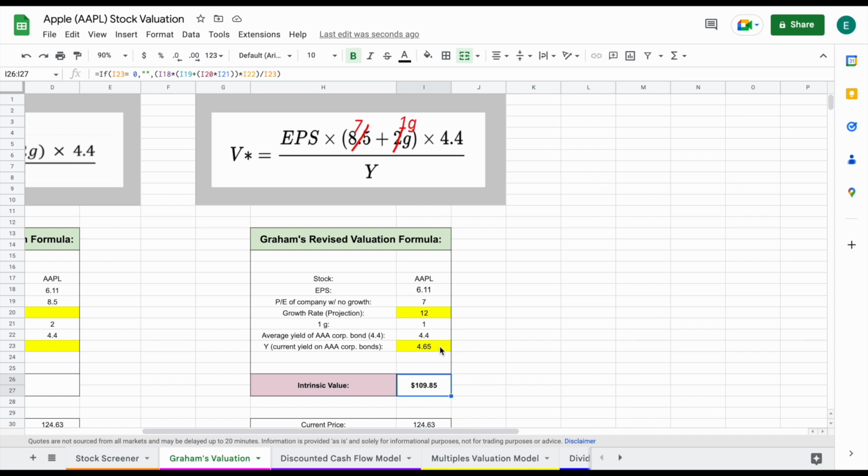Now, just about 2 or 3 years ago, this number was sitting a lot closer to around 2.5, and when we plug that in, you can see we get a way different valuation. So definitely the current market conditions are playing a role to this lower valuation with this model.